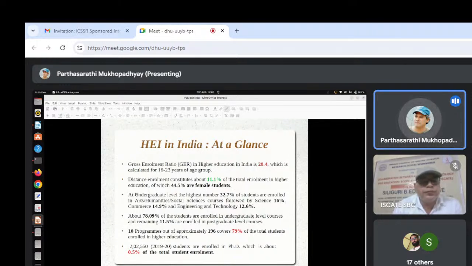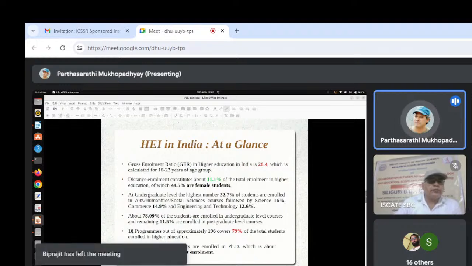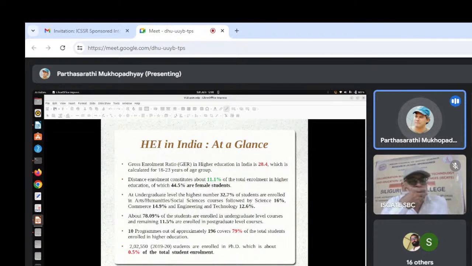Then another fallacy you see is that altogether Indian universities and colleges are offering 196 programs at the graduate level and postgraduate level. But do you know 79% of our students are opting for only 10 programs, and out of these 10 programs, 6 belong to social science, arts and humanities. So the largest chunk of our Indian students are going into social science, arts and humanities.